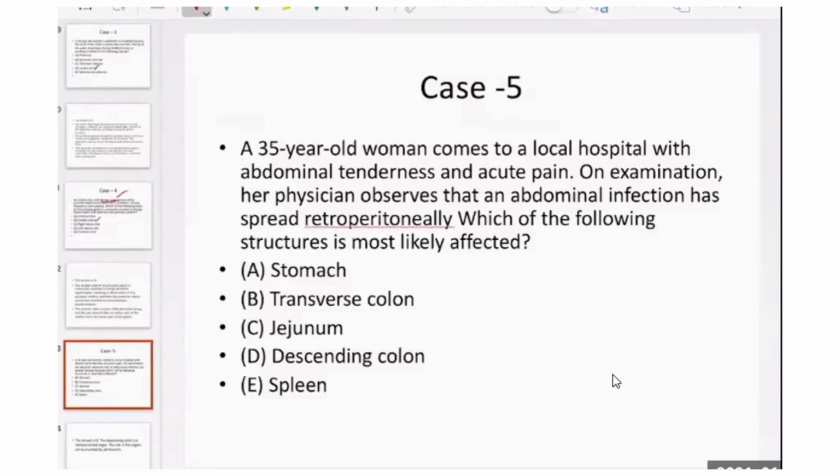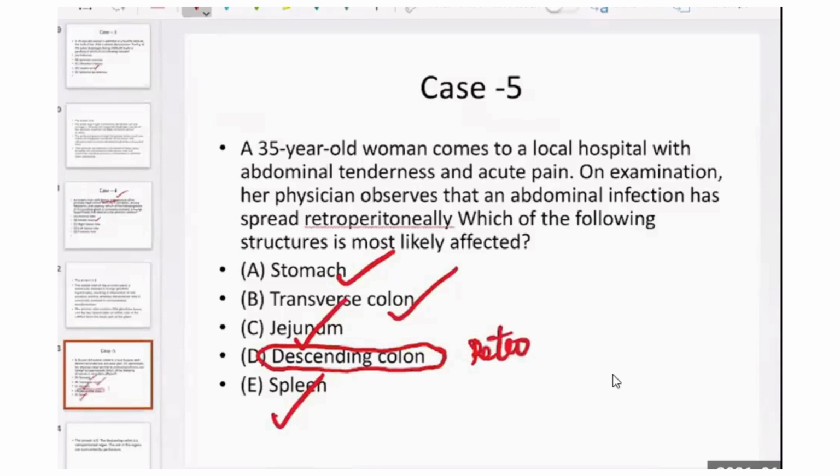Stomach is covered by peritoneum. Transverse colon is covered with peritoneum. Spleen is covered by peritoneum. Jejunum is covered by peritoneum. Descending colon is a retroperitoneal organ. Here we have greater omentum, lesser omentum, transverse mesocolon, splenorenal ligament, gastrocolic ligament. So the answer is descending colon.